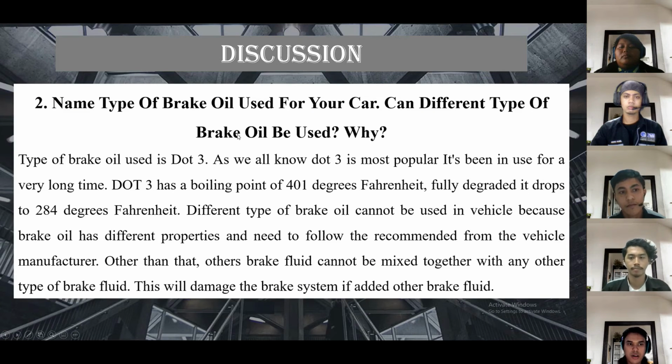Number 2, name the type of brake oil used for your car. Can different types of brake oil be used? Why? The type of brake oil used is DOT 3. As you all know, DOT 3 is the most popular. It has been in use for a very long time. DOT 3 has a boiling point of 401 degrees Fahrenheit. Fully degraded, it drops to 284 degrees Fahrenheit.